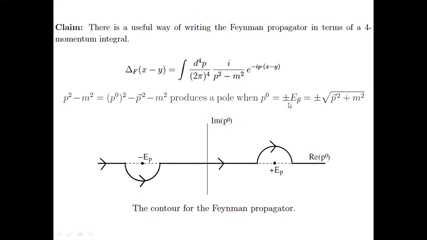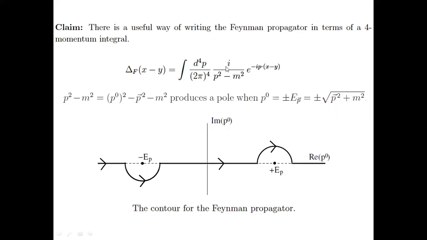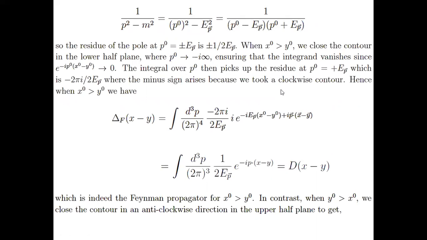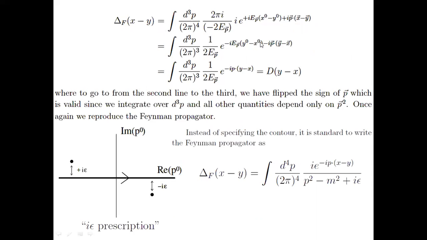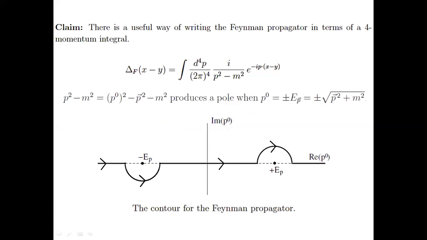Since this kernel has two poles, one at plus E_p and the other at minus E_p, if we do the p naught integration, we simply see that if x naught is greater than y naught, then this term will be positive, because this is basically x naught minus y naught times the other space variables.